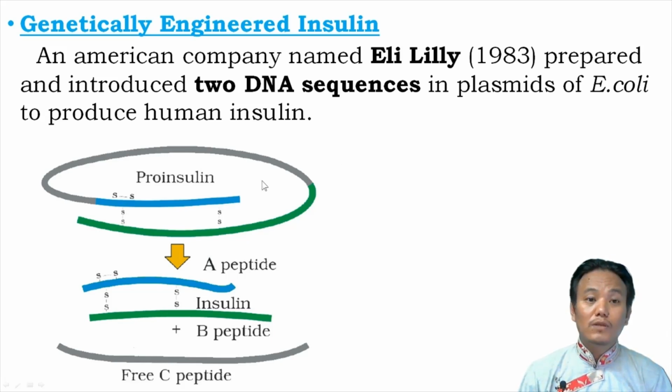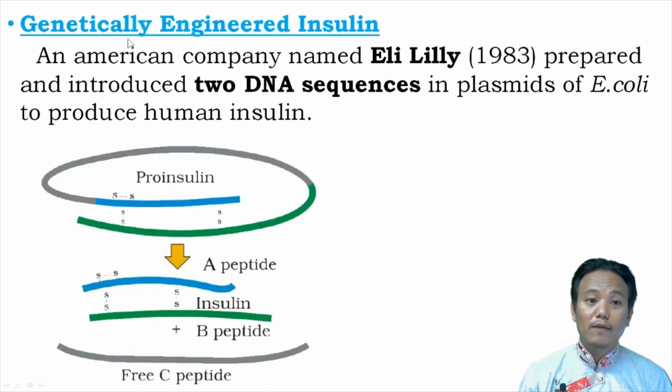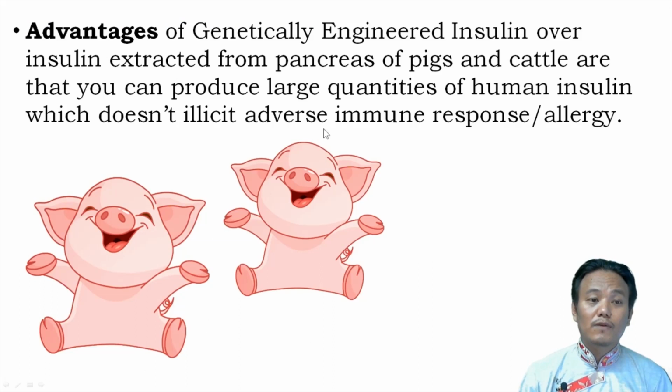Right. Now, this human insulin produced by genetically engineered E. coli, this genetically engineered insulin, right? It has certain advantages over the insulin extracted from animals, right, such as pigs and cattle.